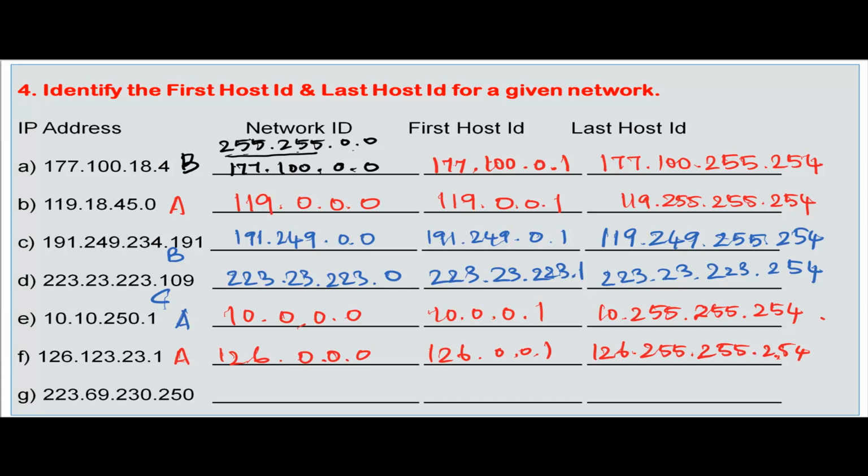Now the next one is 223. So 223 is class C. Class C means the subnet mask is 255.255.255.0. So the first three octets are going to be your network. So in that case, 223.69.230, the first three octets you are going to take as it is, no change, and the last is 0. So this is going to be your network ID.